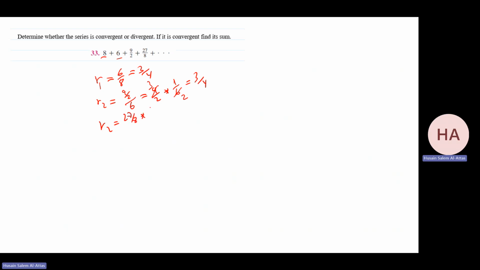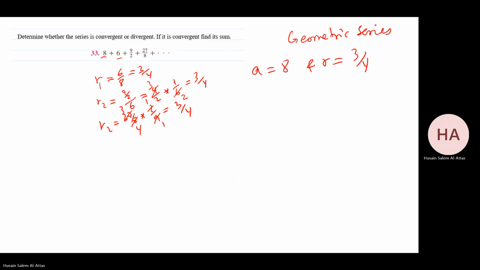R2, just to be sure, 27 over 8 times 2 over 9. That'll give me 1. This is 3, this is 1, this is 4. 3 over 4. Done. So I have A is 8 and R equals 3 over 4. So it's a geometric series. If I need to find a_n, it's A R to the power n minus 1. Okay, we can write it the way you like. But this is A and this is R. So the absolute value of R, which is 3 over 4, is less than 1.